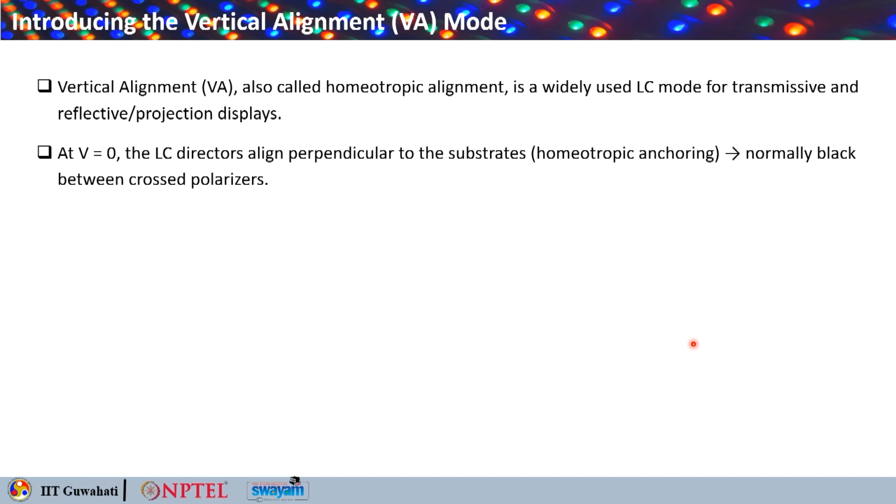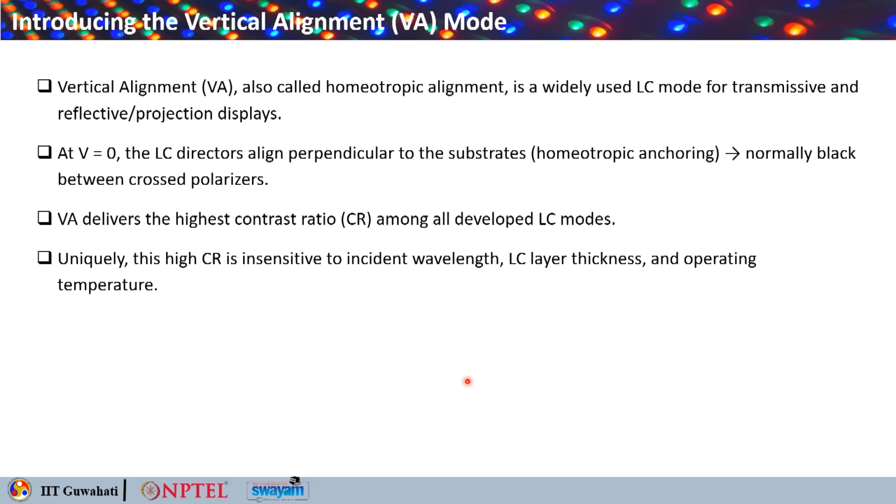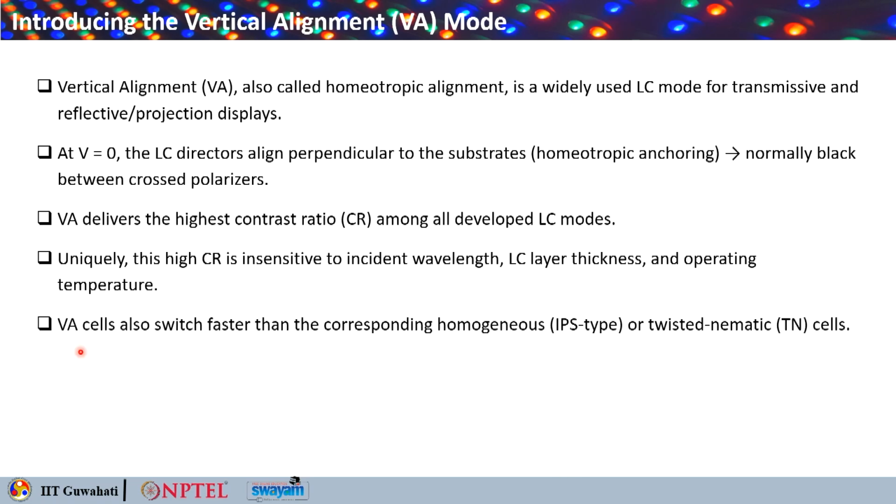So how does this vertical alignment cell work? At V equals 0, the liquid crystal director aligns perpendicular to the substrates. So you call it homeotropic anchoring. That gives you normally black between the crossed polarizers. And then, as we discussed, this gives the highest contrast ratio among all developed liquid crystal modes, and this high contrast ratio is very insensitive to the incident wavelength, liquid crystal layer thickness and the operating temperature. The vertical alignment cells can also switch faster than the corresponding homogeneous in-plane switching type or the twisted nematic type cell.